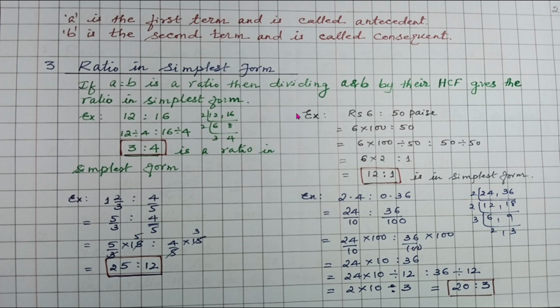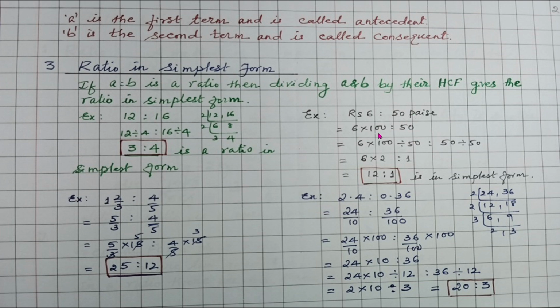Now one more example. If you want to find the ratio of rupees 6 and 50 paise, first convert the rupees 6 into paise, because we have to express both of them in the same unit. Both antecedent and the consequent should have the same unit. Therefore 6 rupees becomes 600 paise and is to 50 paise.